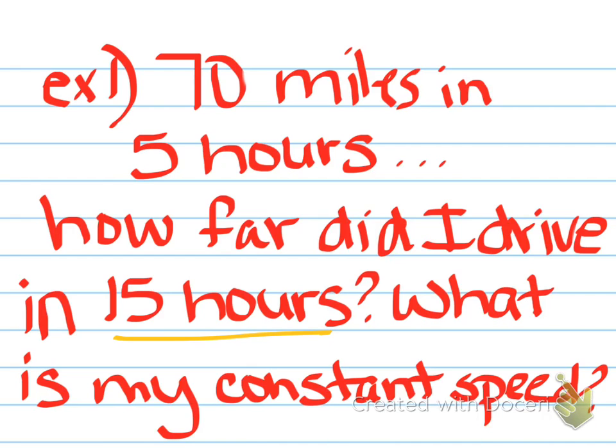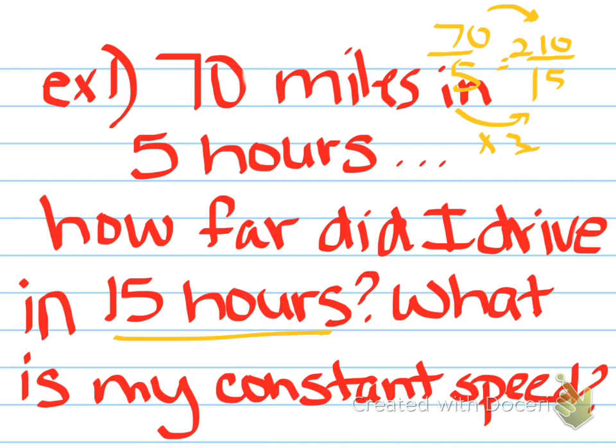Some of you might think of your ratios and your equivalent ratios and be able to figure out how to go from 70 over 5 to how much over 15. We would multiply times 3, and we get 210 miles in 15 hours. That would be setting up our ratios that we've learned previously.